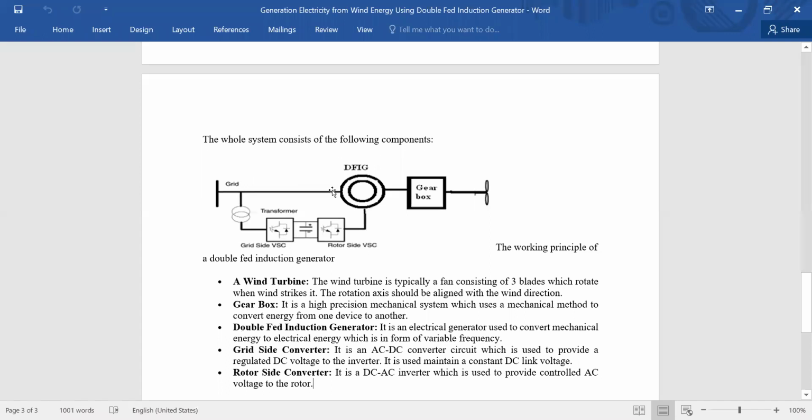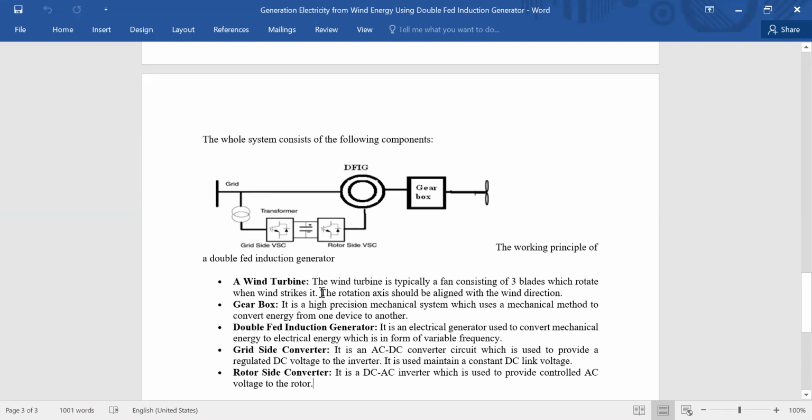Then we have the doubly-fed induction generator. Here we are putting a doubly-fed induction generator. It is an electrical generator which converts mechanical energy to electrical energy. It is converting the mechanical energy into electrical energy which is variable, it is not a fixed frequency over here, it is a variable frequency.